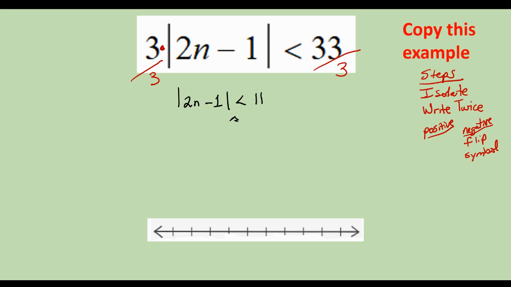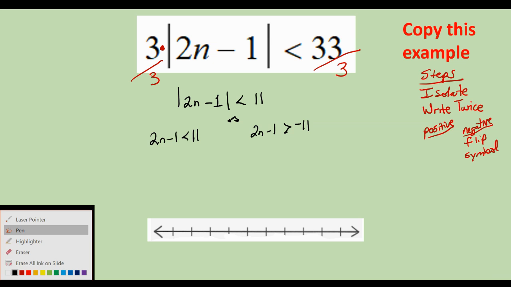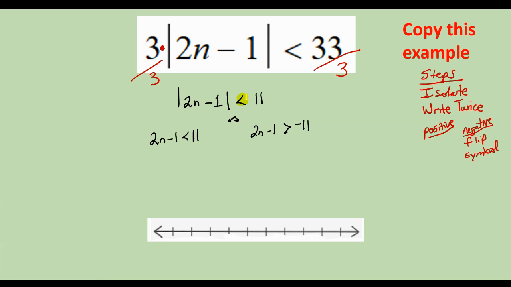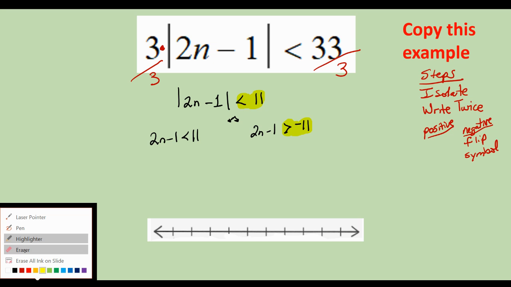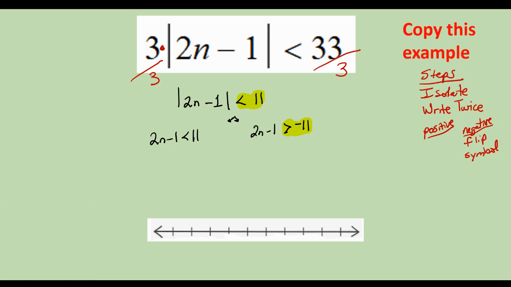Now once it's isolated, we're going to write it twice, once with a positive. Write it again, but this time we're going to flip the symbol and change to -11. So see how we flip that symbol so it points the other way and with a -11. Flip symbol, change to negative. Okay, so get started solving that.